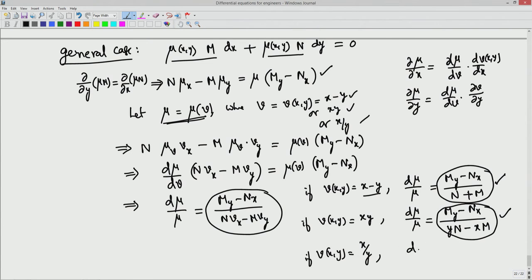So d mu by mu, here again, my minus nx divided by the denominator. What happens? n, what is vx? 1 by y, so n divided by y minus m, what is vy? Vy is minus x divided by y square. This is what it is. So you have to see whether this right hand side is a function of x by y or not. If that is the case, I can integrate both sides and get my mu. Okay.